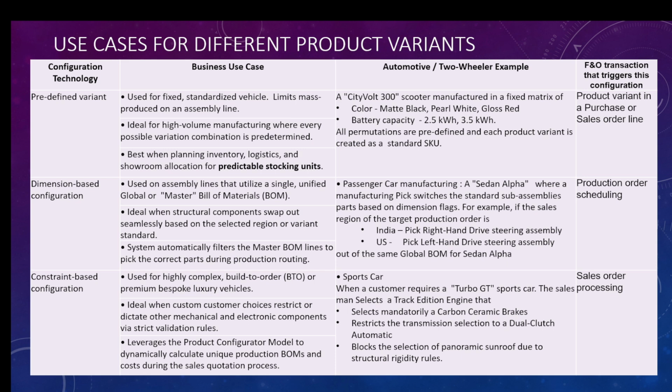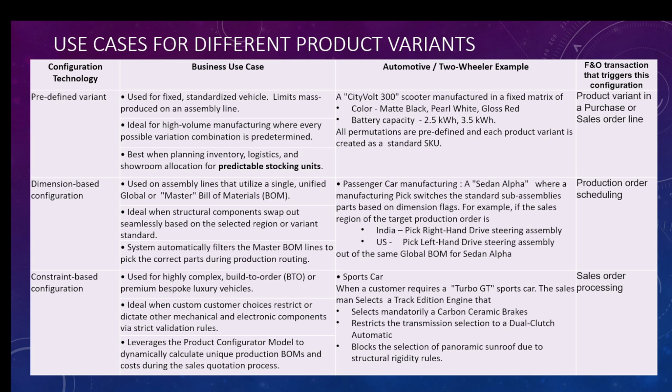Either the color, the size, or the style are all examples of a predefined variant. Now let me give a specific example on a two-wheeler. A City Volt 300 model of a scooter can have a matrix of different colors and different battery capacity. So these are two different dimensions here: one is the color and the other is the battery capacity. The colors are black, pearl white, and red.